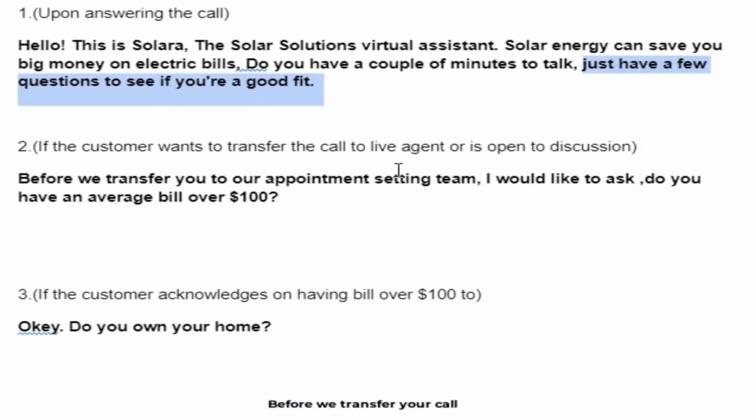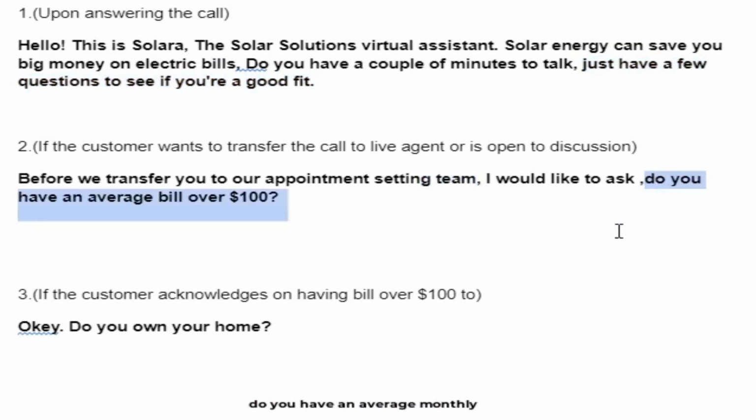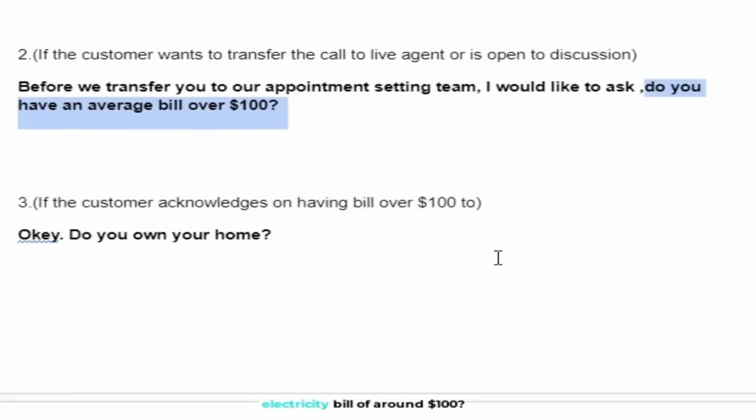Let me show you an example. Before we transfer your call to the department team, I would like to ask, do you have an average monthly electricity bill of around $100? This is a qualifying question. If the customer qualifies up to this point, you ask more qualifying questions to determine if they meet all conditions. The first part of the script should be designed to consider the customer as the right fit for the program. Then, at the end of the script, you will address disqualifications, politely informing those who do not qualify.